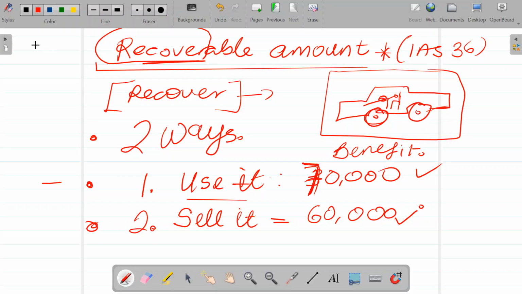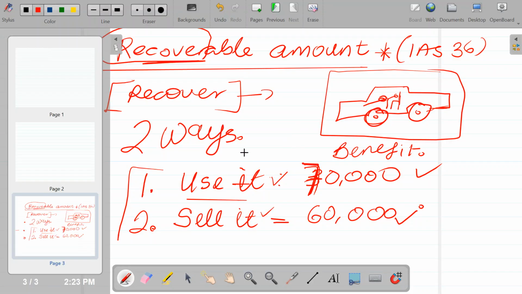So according to the standard, the recoverable amount is not one figure. To determine the recoverable amount, you need to know how much you get if you use it and how much you get if you sell it. Then you compare the two and pick the one with the greater benefits. Do you get it?